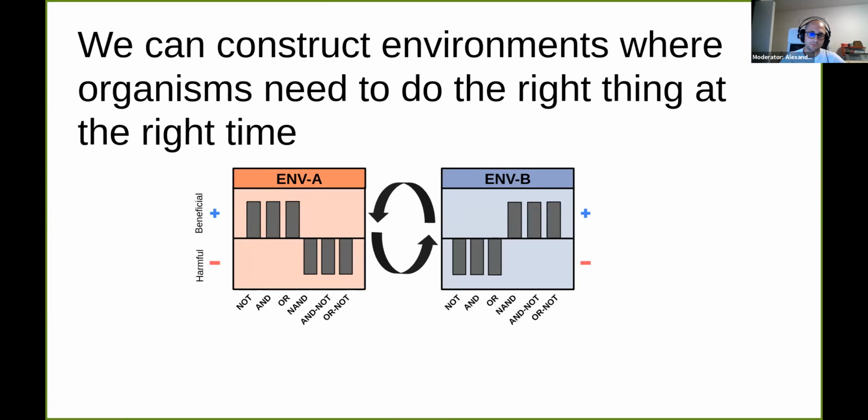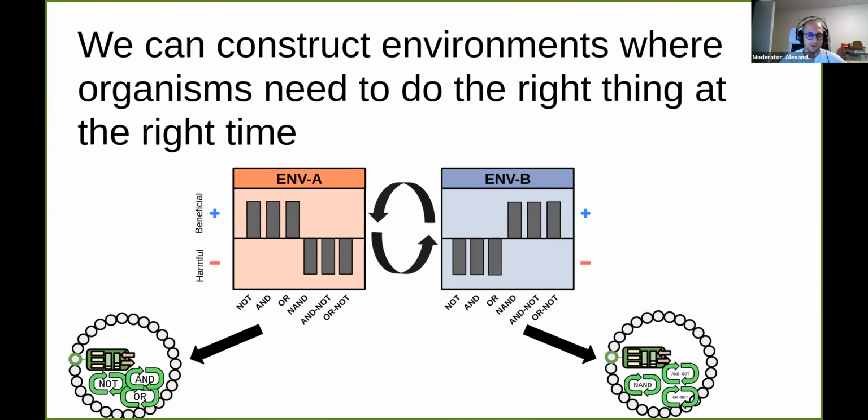What we can do is fluctuate repeatedly between environment A and environment B over and over again, and create this environment where organisms really do need to do the right thing at the right time. When the environment is in this orange state, environment A, organisms should really only be performing NOT, AND, and OR, whereas in environment B, organisms should really only be performing NAND, AND NOT, and OR NOT.